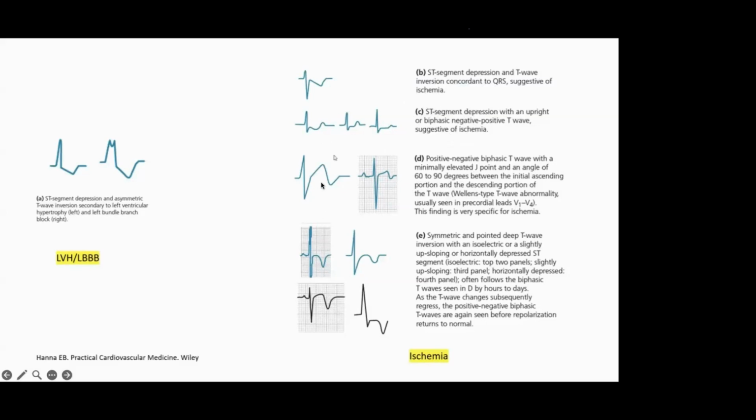All these T wave inversions are ischemia, but in LVH there will be ST segment depression and asymmetric T wave inversion secondary to left ventricular hypertrophy. This is benign. These are all ischemia: T waves that are biphasic, or discordant with the ST segment, and broad, deep, symmetric, ischemic T waves.